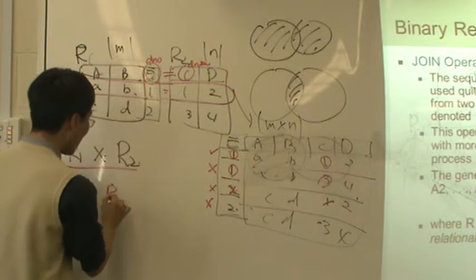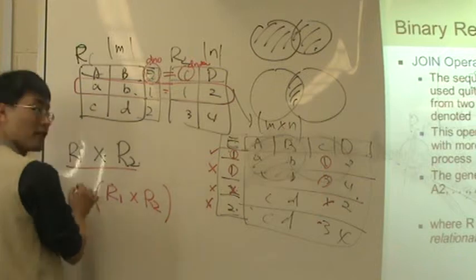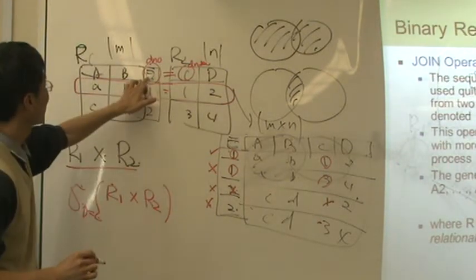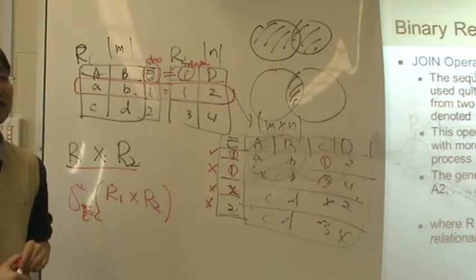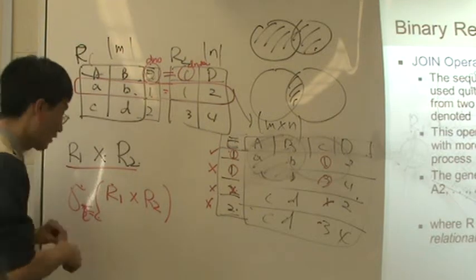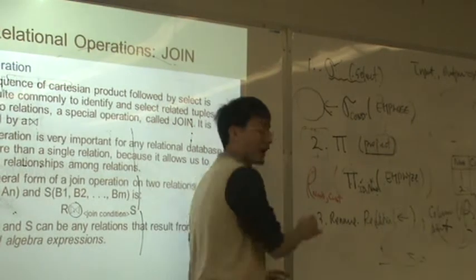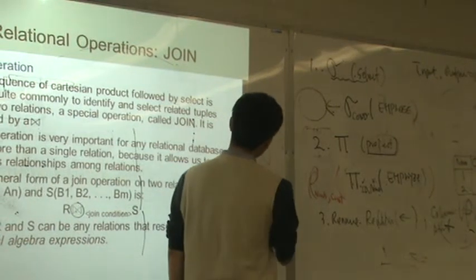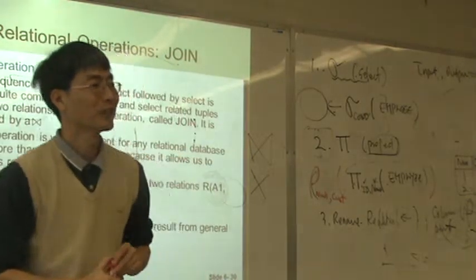How can we do that? R1, R2, then select D equals C. You see, D equals C. Does it make sense? Yes, this is actually join. So the join symbol comes from the Cartesian product, but anyway, we need to differentiate from the symbol and this one. It looks like a butterfly, or ribbon, whatever.